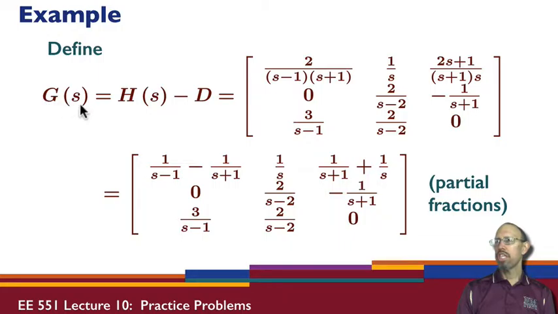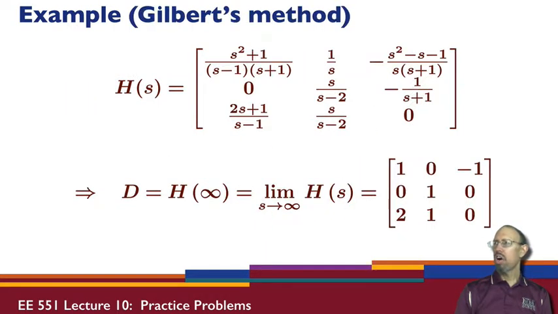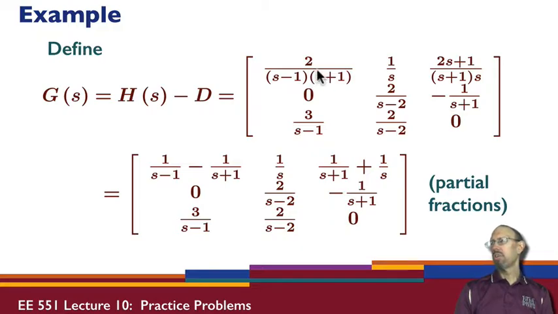And now I define G to be H minus D. So when I do this now, all of the transfer function elements within the transfer function matrix will be strictly proper. Okay, so here all of the elements are proper or strictly proper. That is, the order of the denominator is greater than or equal to the order of the numerator in every case. So in this case, we end up with things that are only strictly proper. It turns out you need to have things strictly proper when you do a partial fraction expansion.